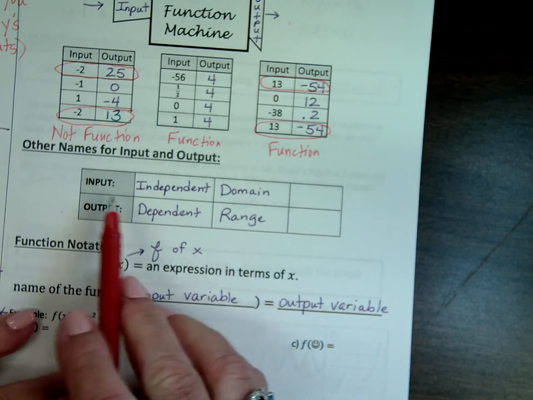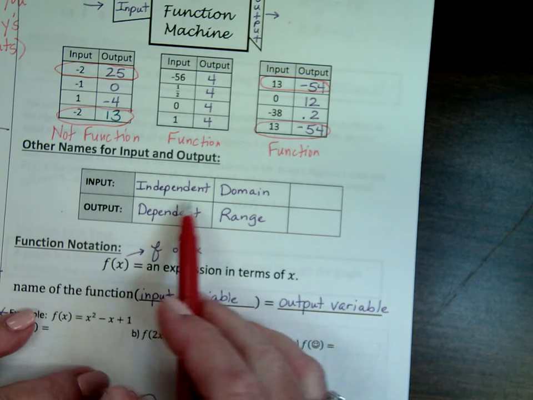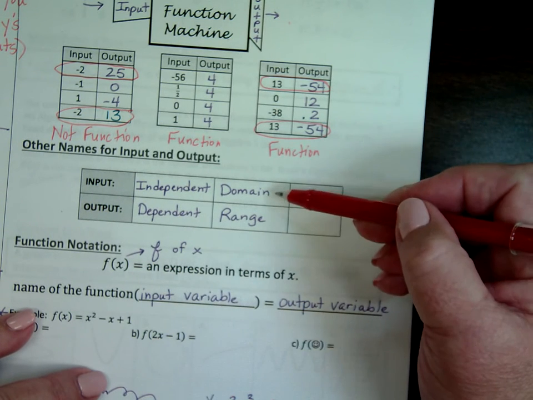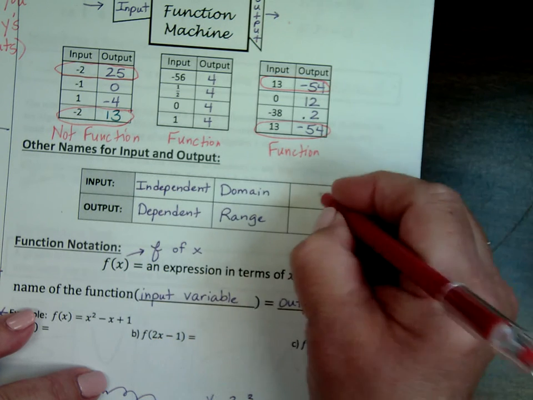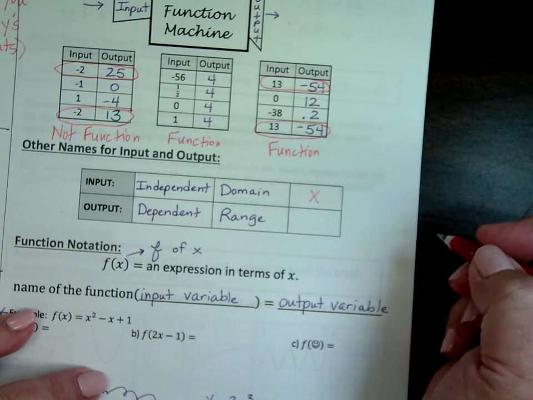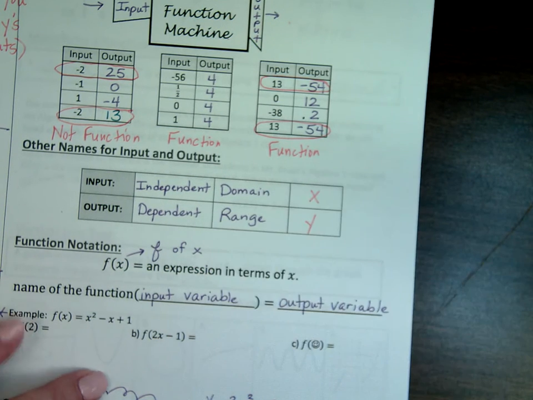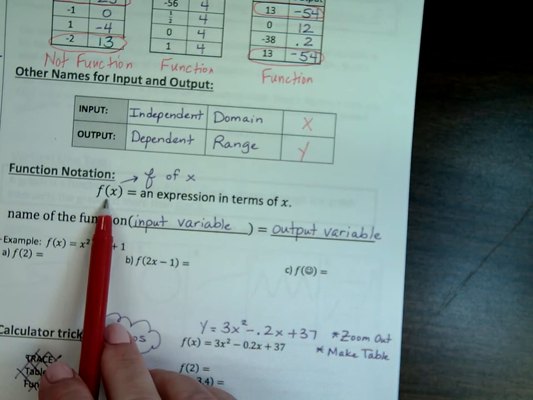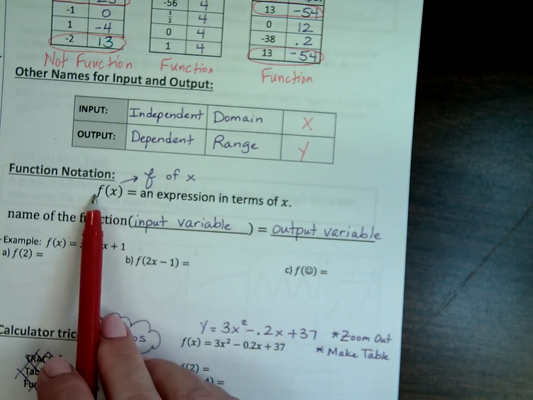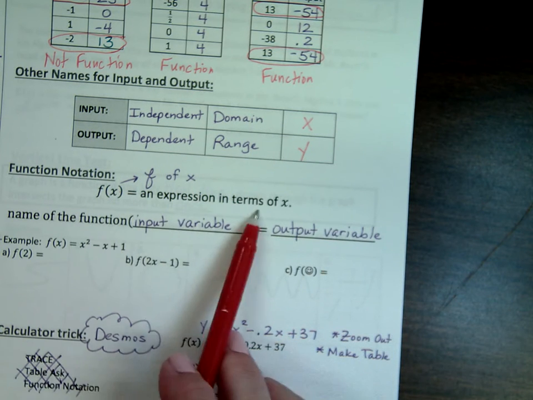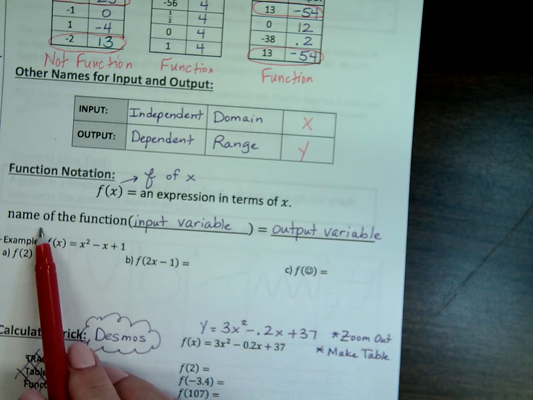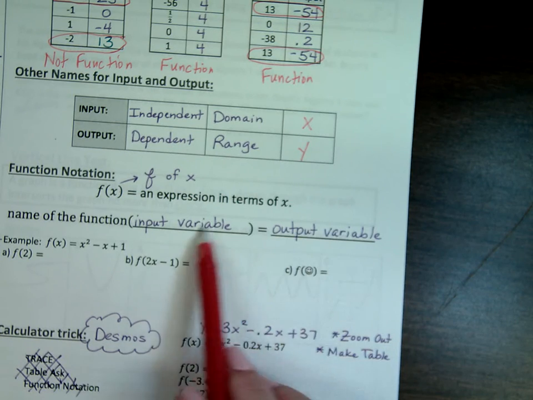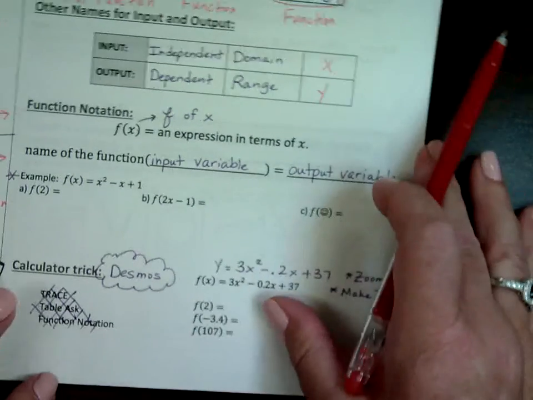Then he talked about input values and output values, or independent and dependent variables. The independent are mostly the domain, which are the x values. Domain goes with x, range goes with y. Then he went on to function notation. This is an example of function notation. F of x is how it's said, is an expression in terms of x. The name of the function, you put the input value, and then you get your output variable. Input variable, output variable, and then he got to these problems.